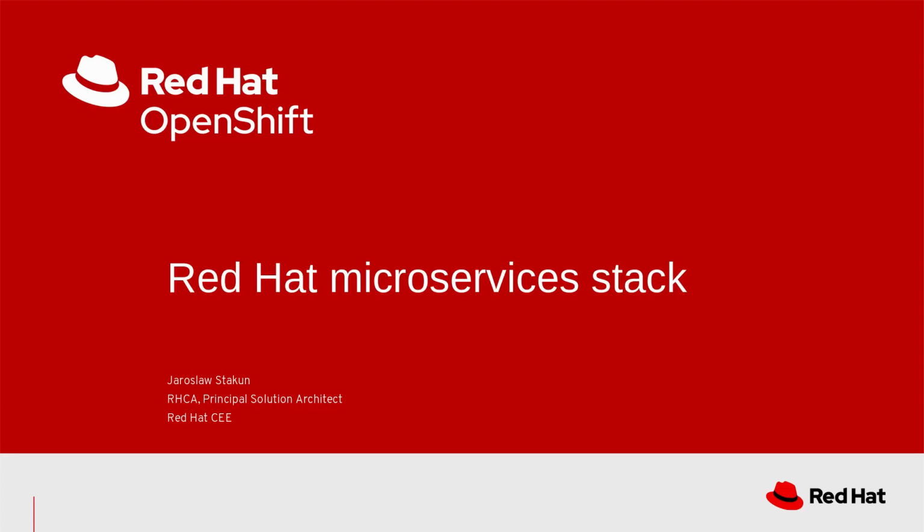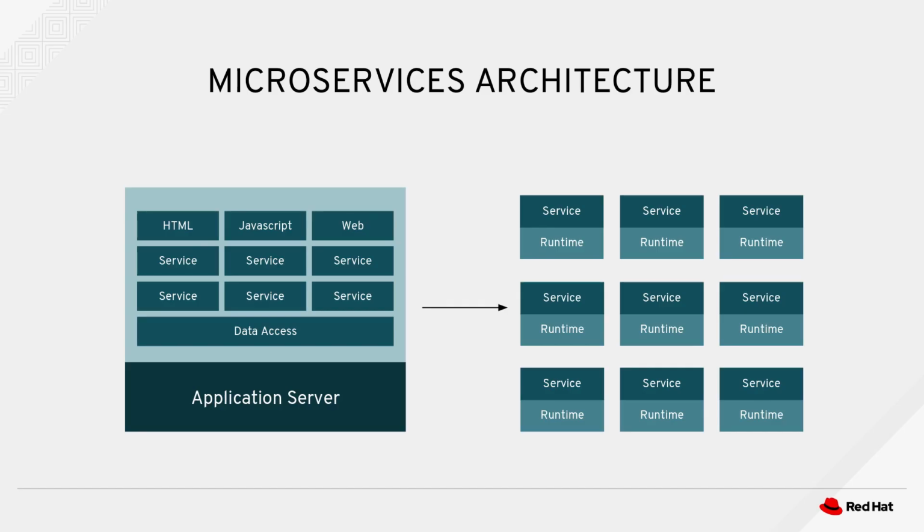In this presentation, I would like to give you an introduction to Red Hat microservices products. So first I would like to start with some quick recap of the microservice architecture. So basically the goal of microservices architecture is to decompose the application into a set of services that run independently and communicate with each other.